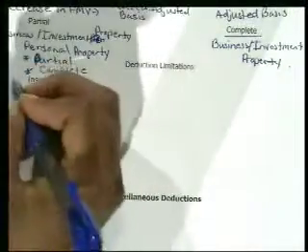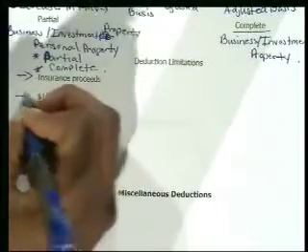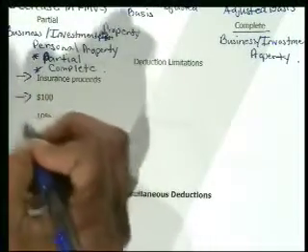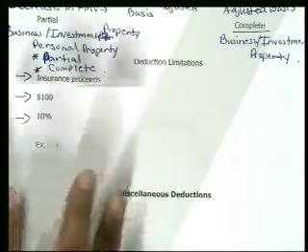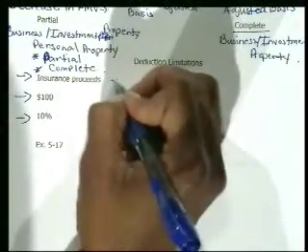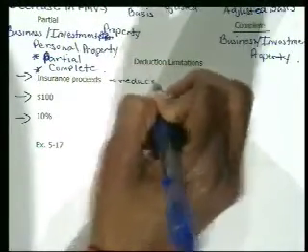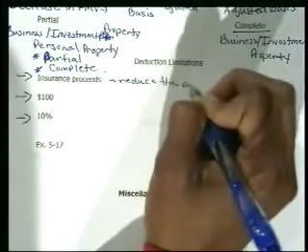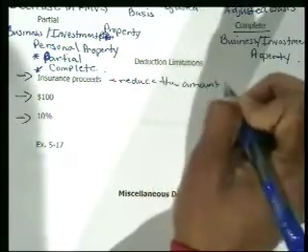You know, what deduction am I going to take? The next thing we want to look at is deduction limitations. There are three that we're going to look at: insurance proceeds, we have a $100 limit, and then we have 10%. Okay, insurance proceeds reduce the amount of the loss.